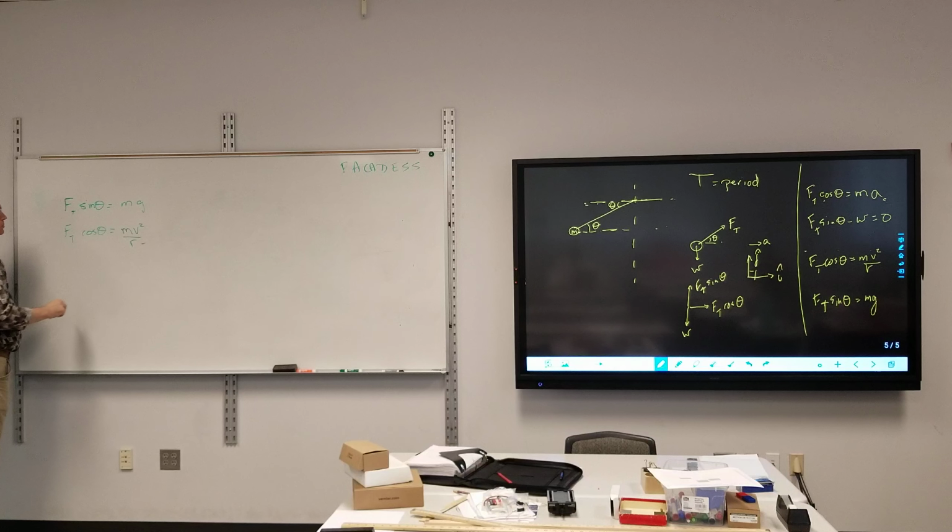Oh, I don't know r either. Got a bunch of unknowns here. If I divide top and bottom, tensions cancel out, I'm left with tangent of theta is equal to, my masses cancel out, rg over v squared. Now, there is a relationship between theta and r and v, because the faster it spins, the smaller theta is going to be. Let's start with the relationship between r and theta.